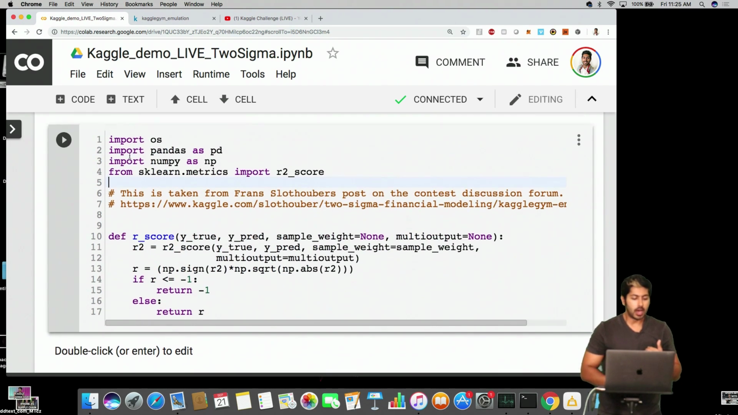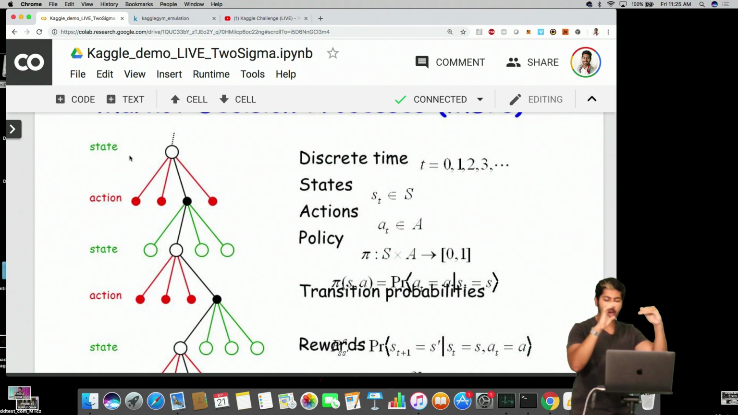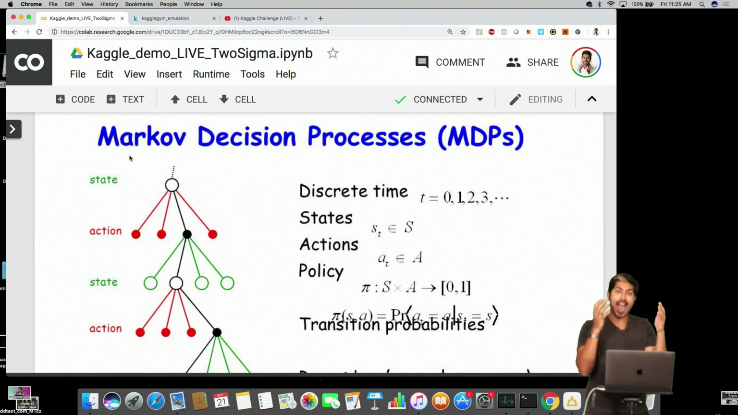Okay, so little refresher here. So in reinforcement learning, we have a Markov decision process where we have an agent. It performs a set of actions in a given state to maximize reward. And the action that it takes given a state is considered the policy.